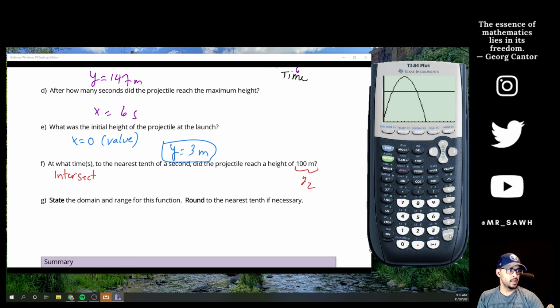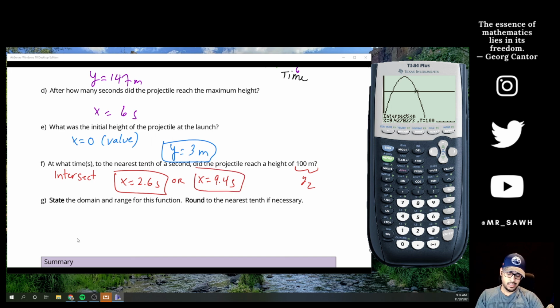So enter, enter, enter. One of the times to the nearest tenth is 2.6 seconds. For the other one, I do second trace intersect one more time and move it over, enter, enter, enter. The other time this happens is 9.4 seconds. There are the two places.